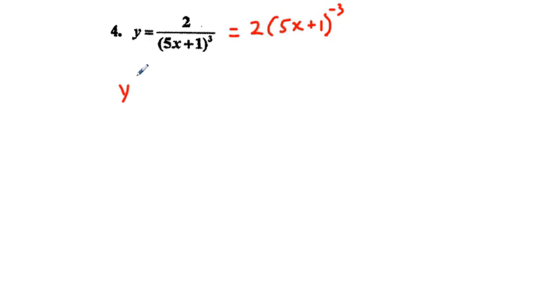So y prime is going to be equal to, we take this negative 3 and multiply it out front, times 2, and then we have 5x plus 1, and what we're going to do is subtract 1 from the exponent. It's negative 3, we multiply it out front, and then we have negative 3 minus 1, which is going to be to the negative 4 power. And then times the derivative of the inside, and the derivative of 5x plus 1 is 5.